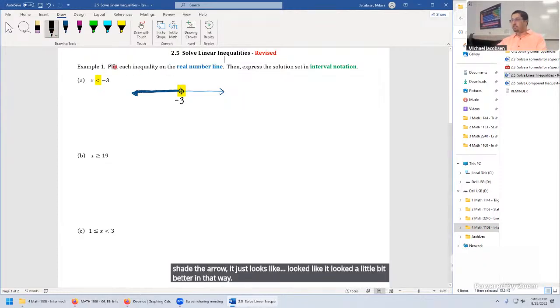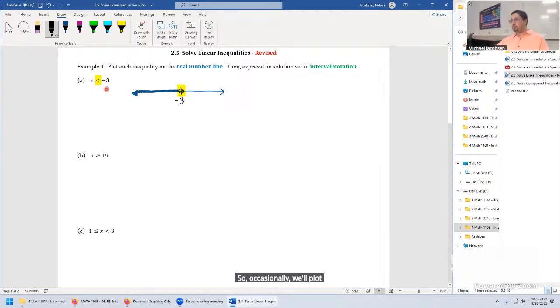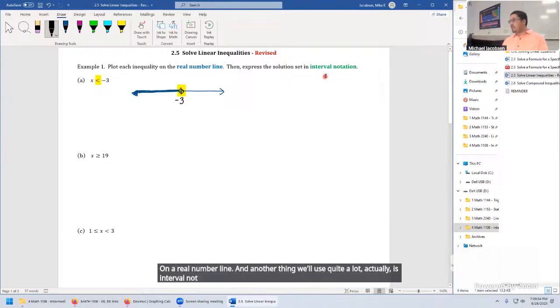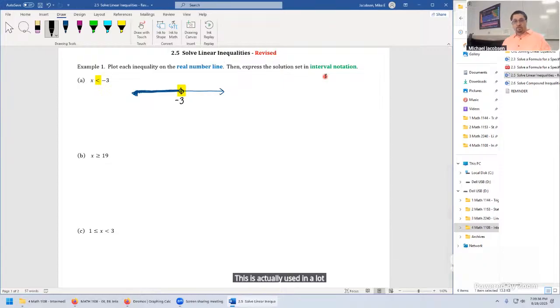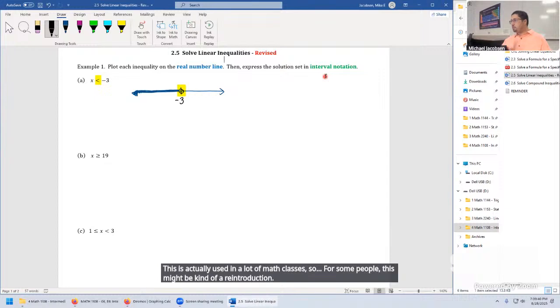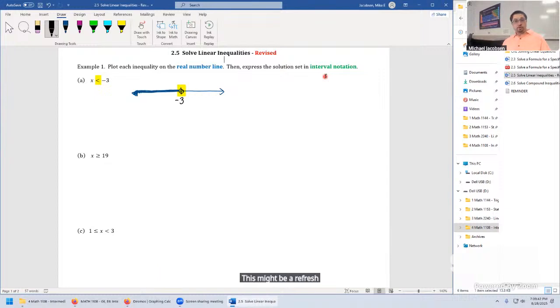So occasionally we'll plot solutions to inequalities when they look like this, in this kind of way, on a real number line. And another thing we'll use quite a lot actually is interval notation. This is actually used in a lot of math classes. So for some people, this might be a reintroduction, or a refresher. It could be new to a lot of people as well.